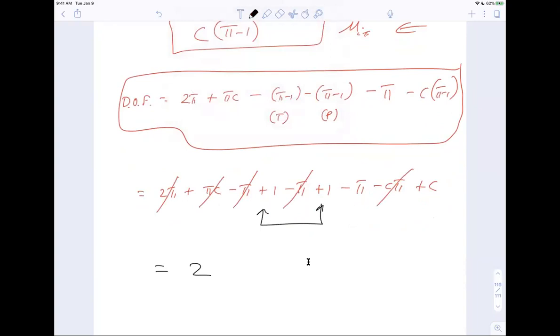Let's see, here's a plus c still left over. And then here's a minus pi still left over. And then I think I got everything. So this is done, this is done, this is done, this is done. I got the 2 plus 1s. And I got the minus pi, and then I got the c. So now my degrees of freedom is this.